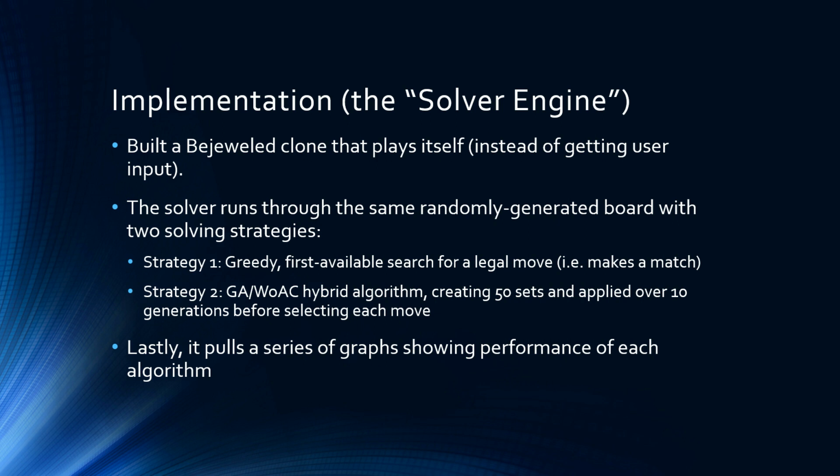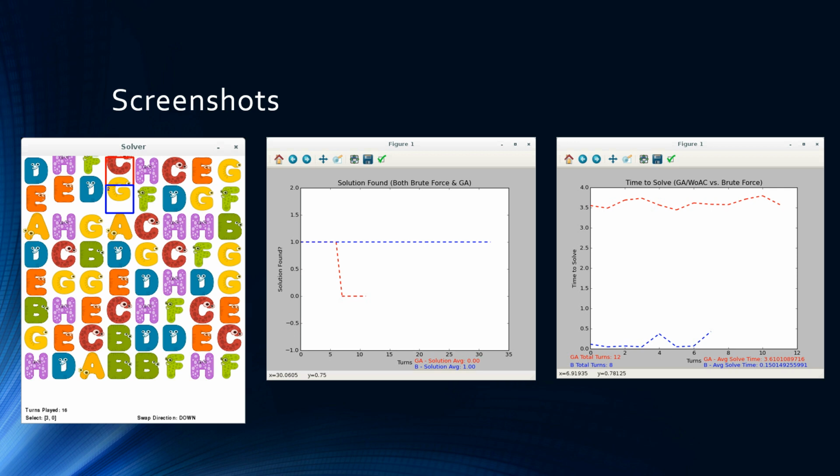And lastly, throughout this whole process, it gathers information about the choices that are made, and then pipes those over to a series of graphs that are created at the end of the process. So here are a handful of screenshots, and I'll bring up the solver in a moment. In this case, the gems are represented by letters because at the time, my daughter was still very into letters, so I decided to use letters instead of pictures of jewels.